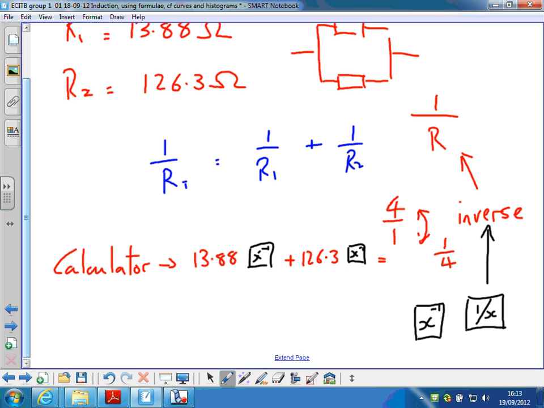But we want the inverse of that answer. So you hit the x to the minus 1 button again, and you'll see x to the minus 1 of the answer up here, which is what you want. Then you just hit equals, and you get the answer, which is 12.51. Again we can round that, as we did on the previous slide, to 12.51 ohms to 4 significant figures. Exactly the same answer as we had on the previous slide.